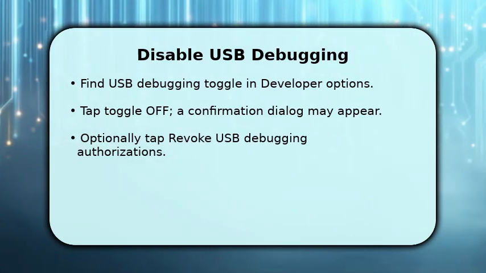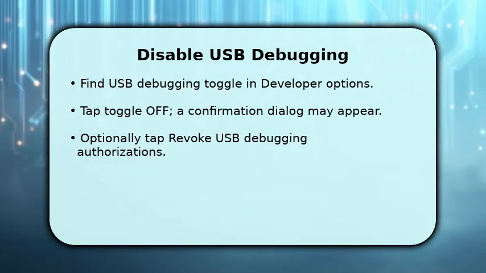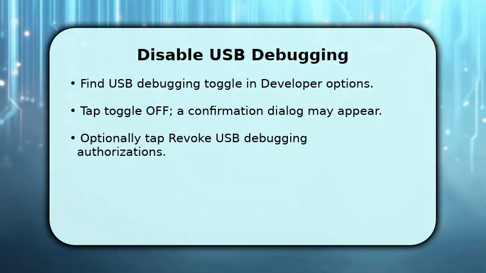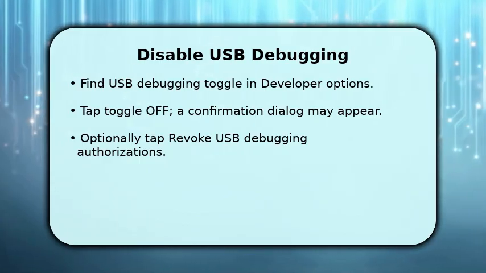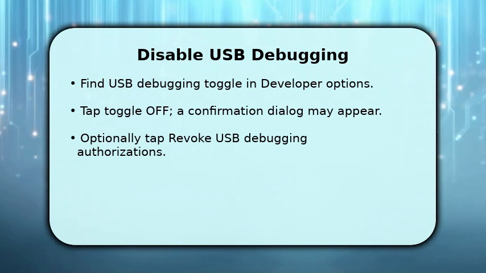Once turned off, choose Revoke USB debugging authorizations to clear any previously trusted computers. Doing so prevents reauthorization without you explicitly agreeing. Make sure Developer Options remains enabled only as long as you need it. Then continue to verify the change.